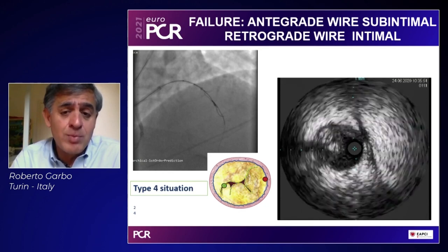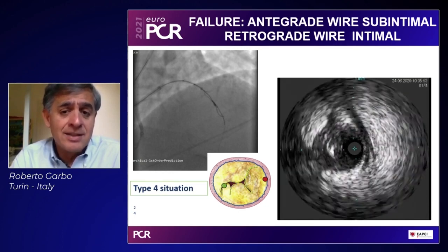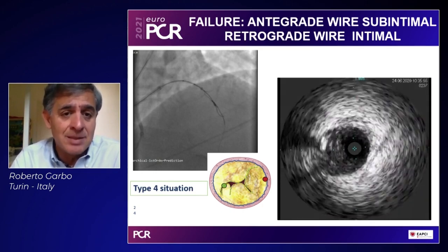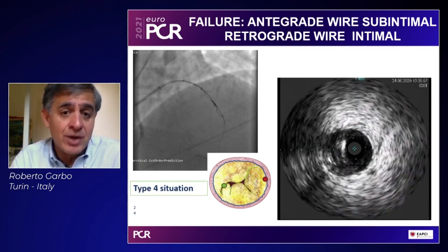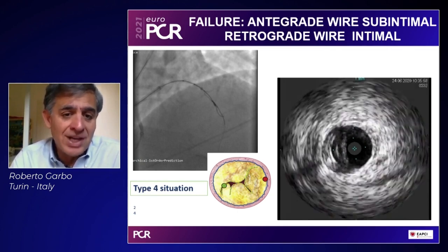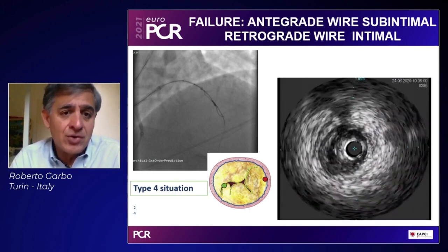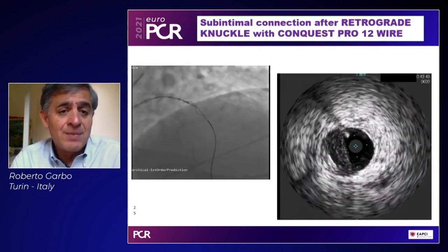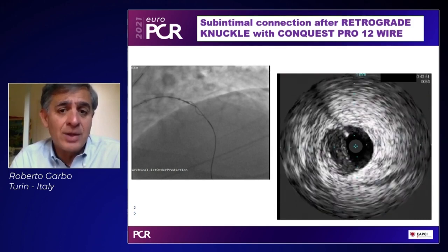And IVUS showed me that I was not able because my anterograde wire was subintimal, my retrograde wire was intimal. In this situation, you will never be able to do the connection. You need to change something. In this situation, I need to change the position of my retrograde wire from intimal to subintimal space. So I need to knuckle with the Conquest Pro 12 wire retrograde.